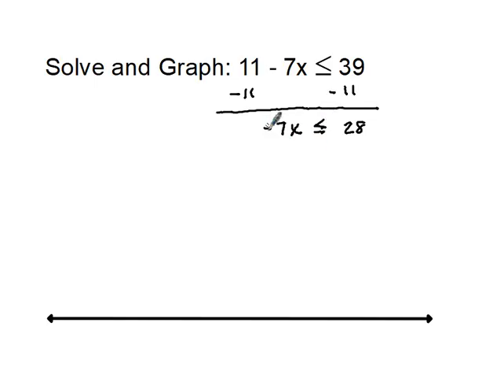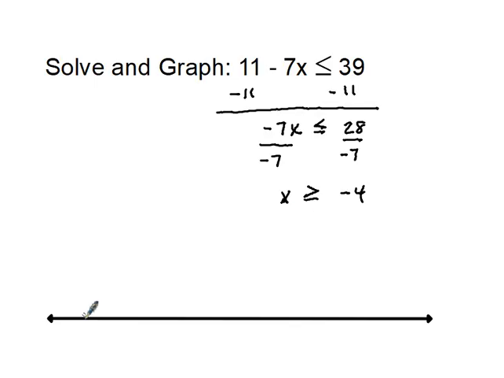So the last move is to get rid of this -7, which is multiplied to the x. The opposite of multiplying is to divide by -7. Again, if you divide one side by something, you need to divide the other side by the same exact value. So I'll divide the other side by -7. I'm left with an x on the left side. And I think 28 divided by -7 gives me a -4 on the right side. And again, because I multiplied or divided, in this case, by a negative number, the rule says I have to flip my sign. So what was less than or equal to becomes greater than or equal to.